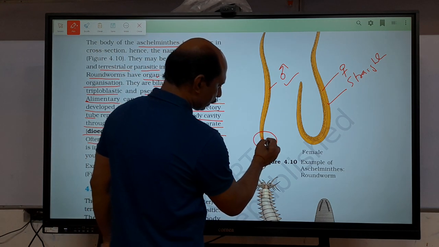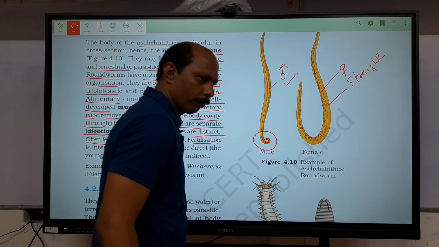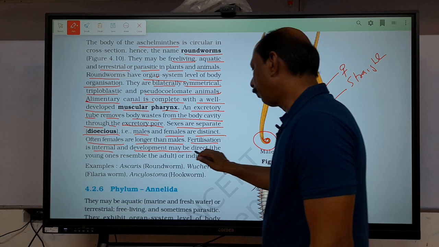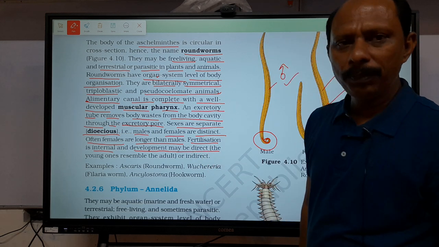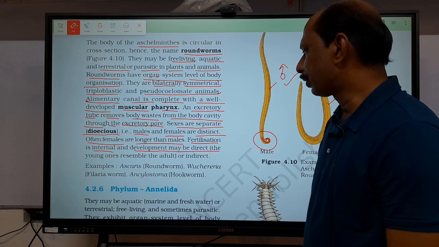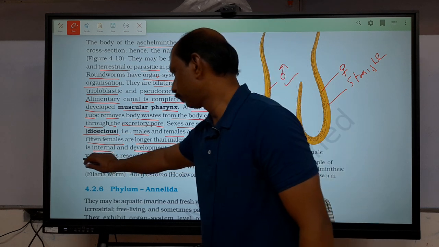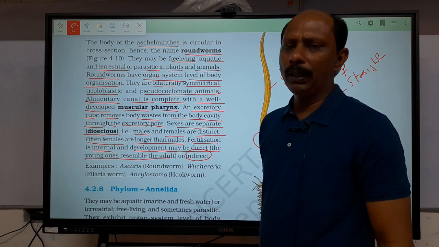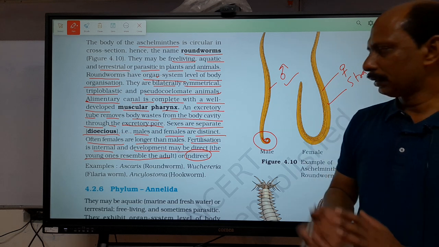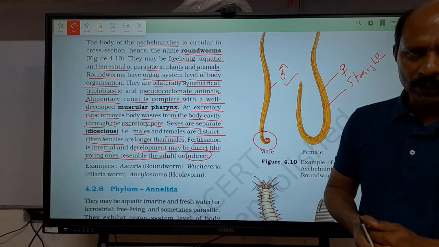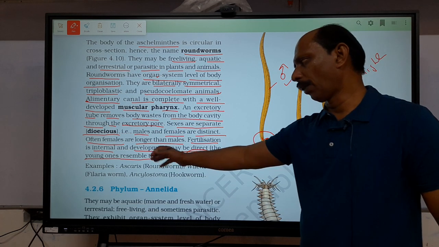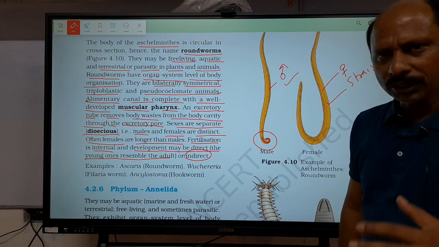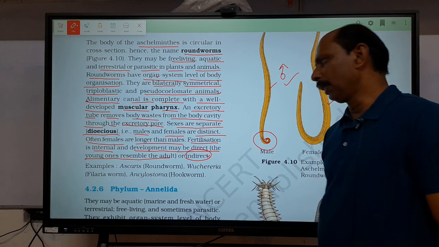Here is also anal cerci, look this one, penile cyst is there. Fertilization is internal and development may be direct, means no larval stage is there, or young ones resemble the adults. Indirect may be with larva. In some examples, larva stage is present; in some examples, no larva stage is there. No larva stage means development is direct. Larva stage present means development is indirect.